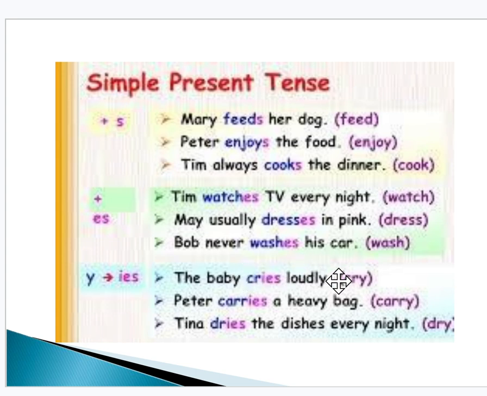washes his car, and sometimes we need to use es after y and i. The baby cries loudly. The y is there, but when we use s or es, that time the i is silent, so it's cries. The baby cries loudly.